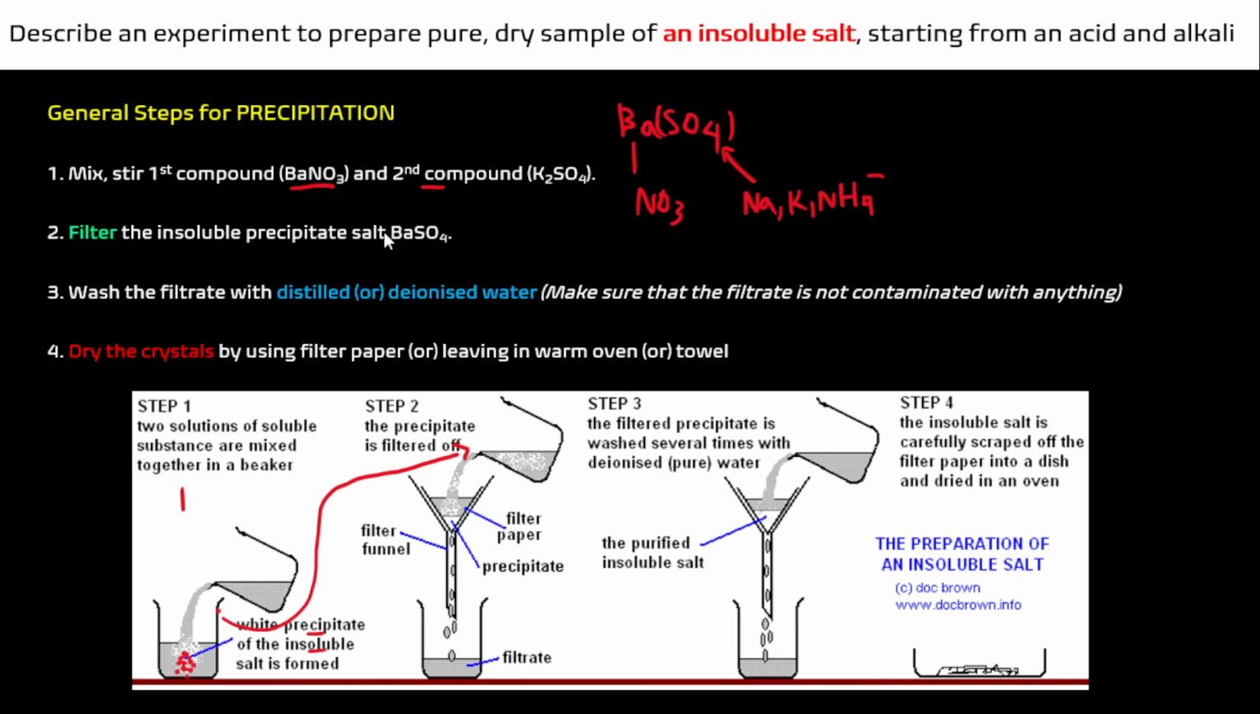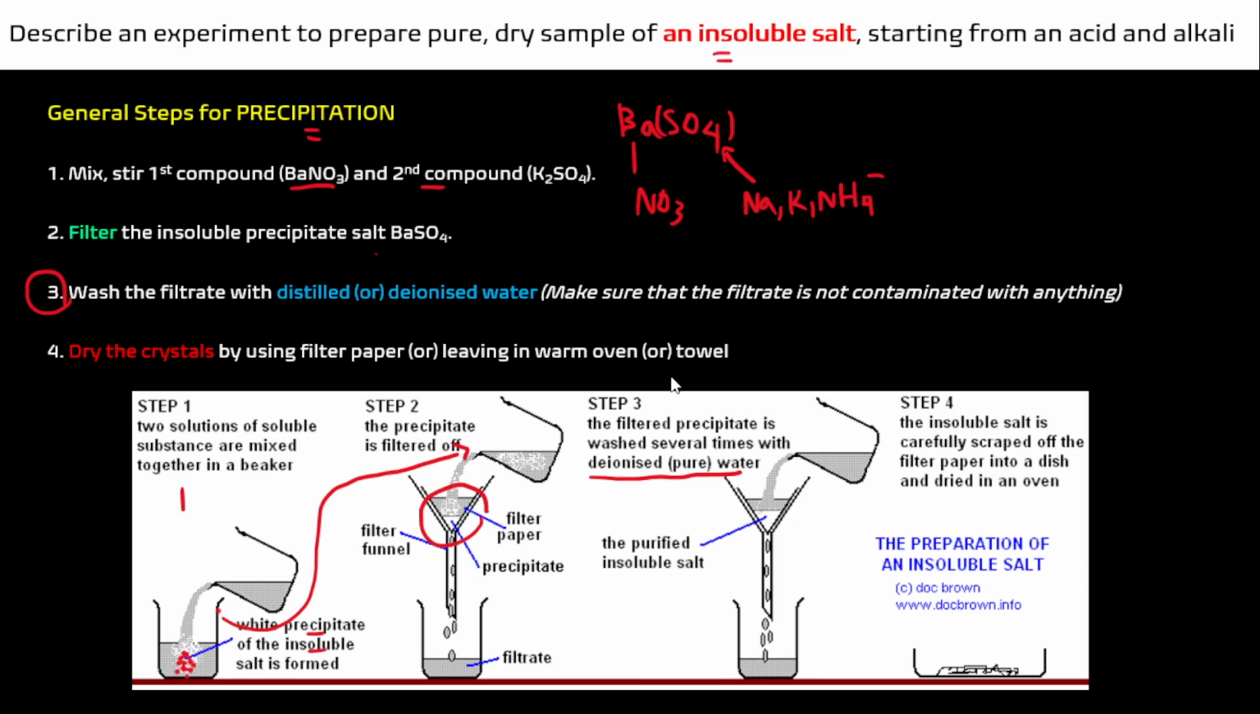Now, we might have some impurities in the insoluble salt, because we didn't heat it or anything. So when we have our filtrate here, this might be impure, so we need to wash it again and again with deionized or distilled water. For precipitation, when you're preparing an insoluble salt, step 3 is very important, because your salt might be impure and you always need to wash it with distilled or deionized water, just to make sure that the filtrate is not contaminated with anything.